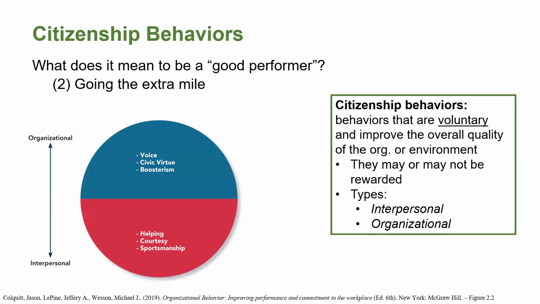Beyond formal task requirements, good performance also often includes extra role behaviors, also known as citizenship behaviors. Citizenship behaviors include behaviors that extend beyond the formal job description. They are voluntary employee activities that may or may not be rewarded, but that can contribute to the quality of the organization or the context itself. A simple example is someone who comes to work to make coffee for their coworkers. It isn't expected, but it's something that is appreciated and valuable.